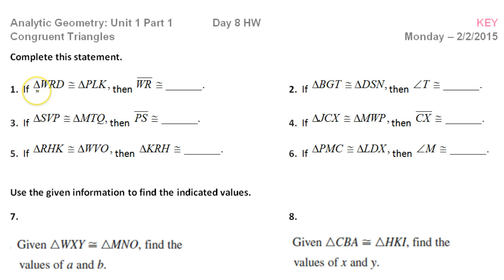If triangle WRD is congruent to triangle PLK, then WR is congruent to what segment? Well, just match them up. The order matters. So if we talk about WR, those are the first two letters, then PL are the first two letters of this triangle. So we will say segment PL.